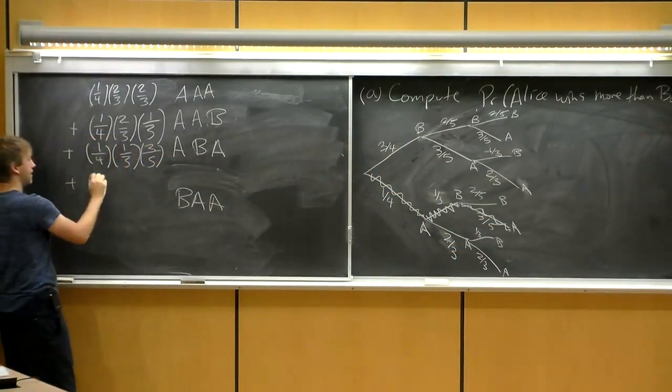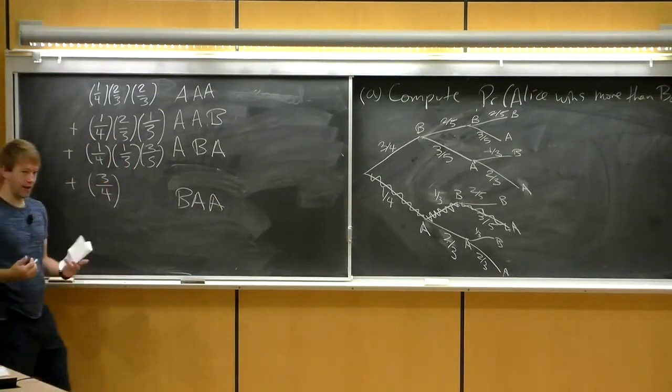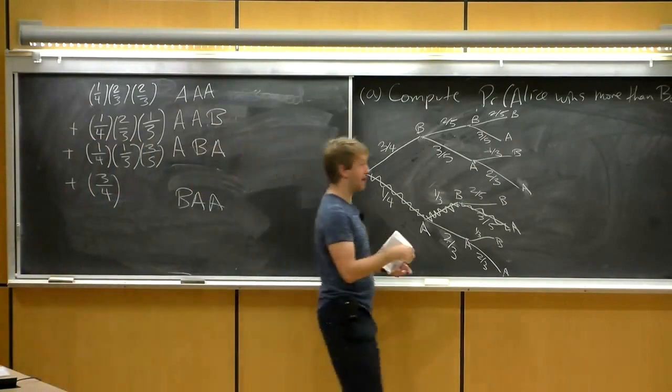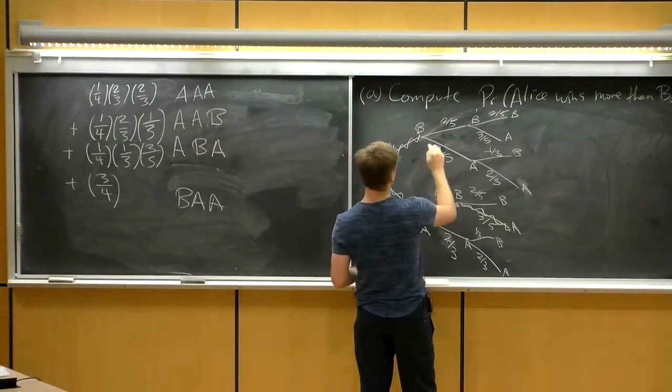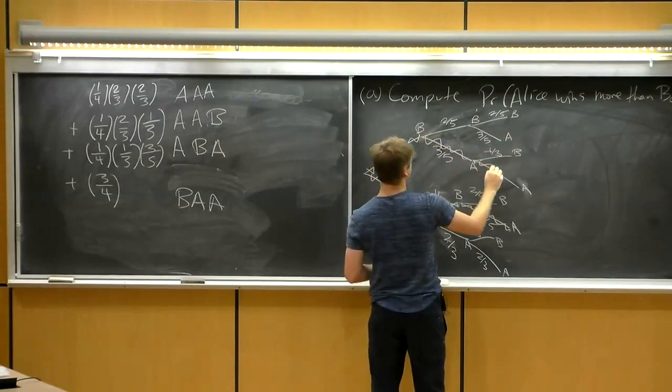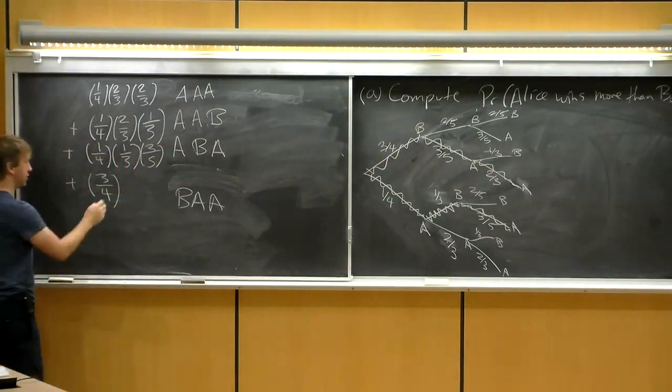Okay. For Bob to win the first round, it happens most of the time. So 3/4 chance. And then we need Alice to win and Alice to win. So 3/5, 2/3.